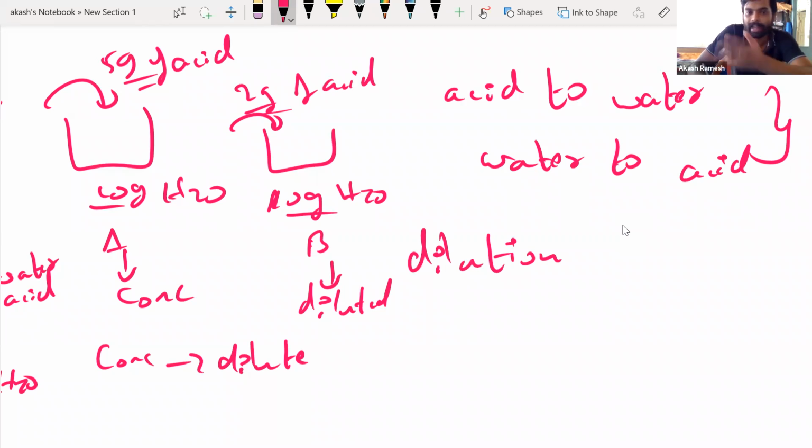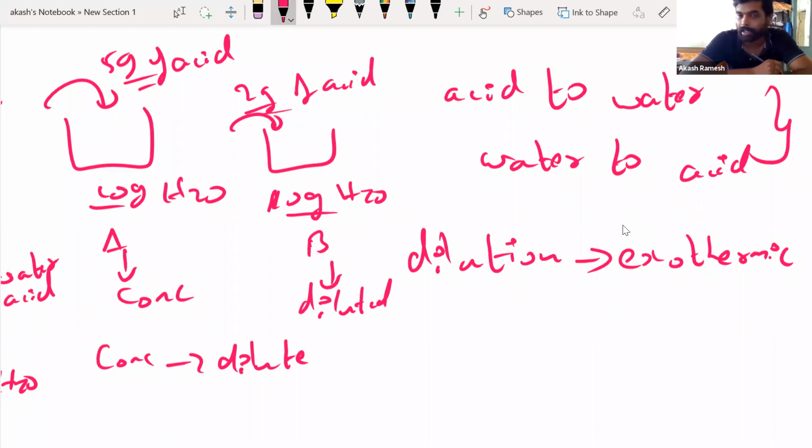Now, please understand, this dilution process, the process of making it diluted, is called dilution. Dilution is a process that is highly exothermic. It means that when you add acid to water or water to acid, whatever it is, when you go for dilution, a lot of heat is generated. Heat is going to come out.